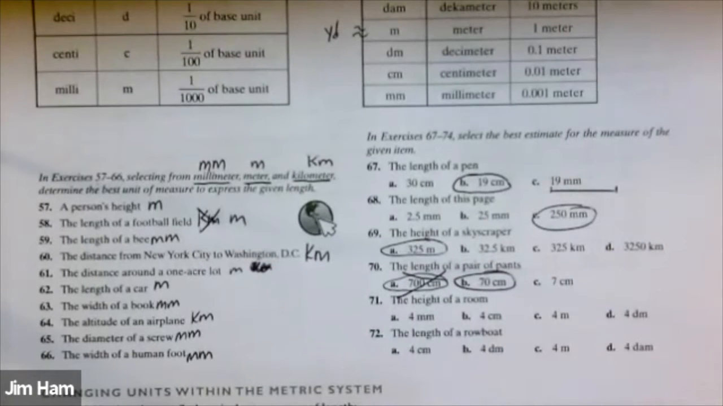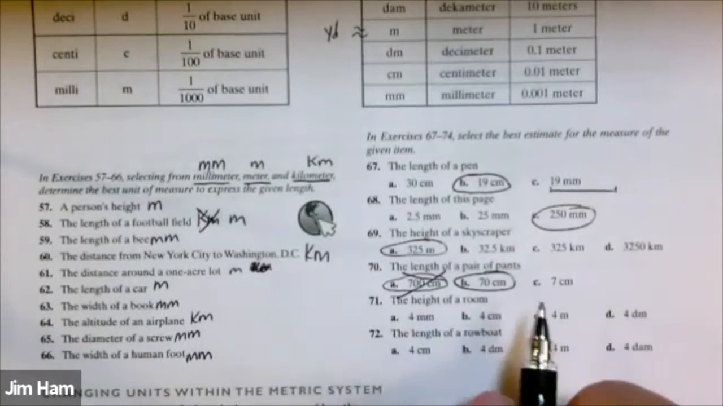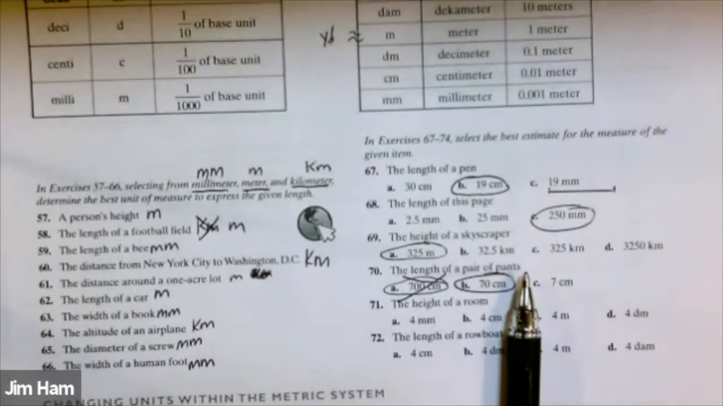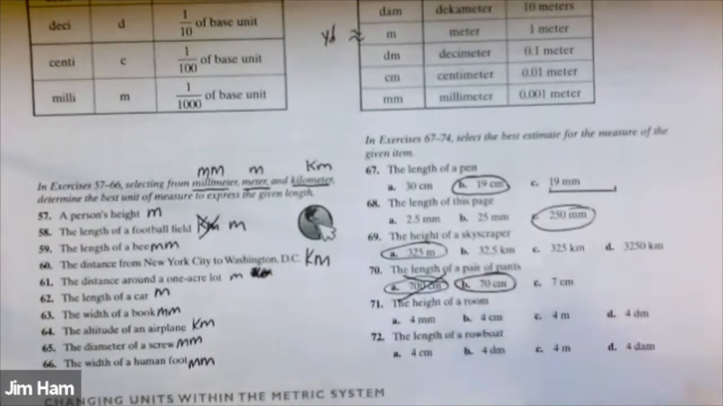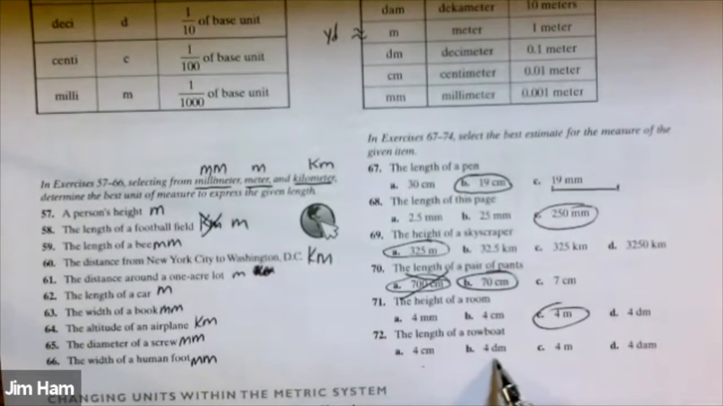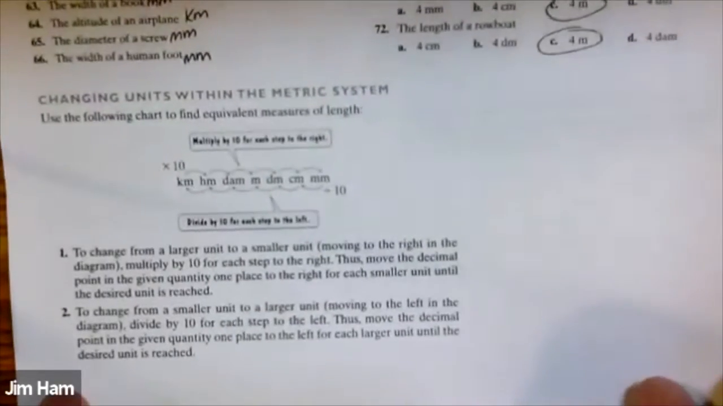Height of a room, we know it's about 8 feet. And 8 feet would be most closely represented with, well, a decimeter would be, your hand is about the width of a decimeter. So 1, 2, 3, 4. No, that's not the height of the room. 4 meters is probably, it's a tall room. And the length of a rowboat, too small, probably 4 meters.